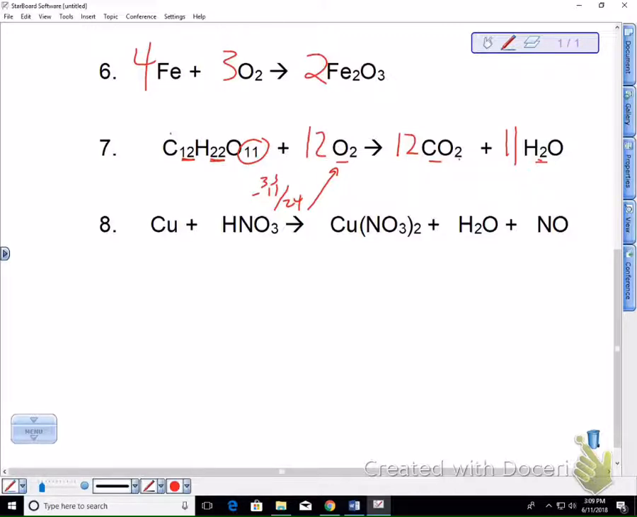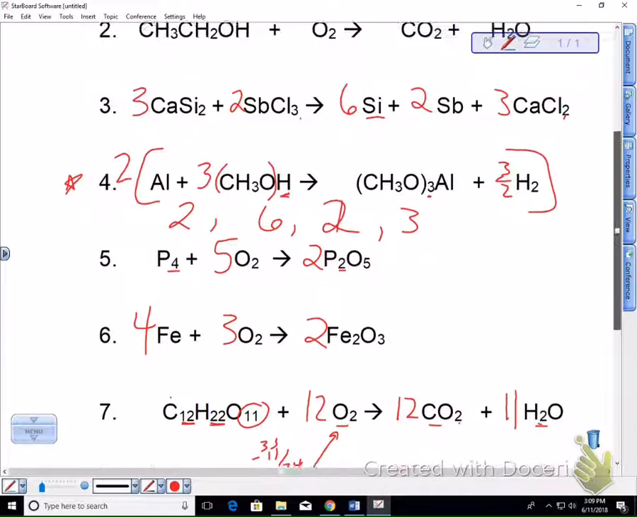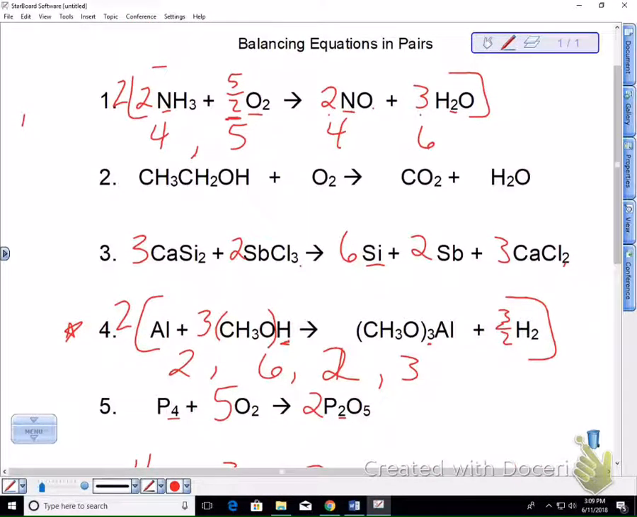So that's about as much work as you'll ever have to do to balance a combustion reaction. But that was pretty straightforward with the rules. So let's go back up to number 2. Let's count our carbons. We have 1, 2 carbons over here. So let's put a 2 in front of CO2.